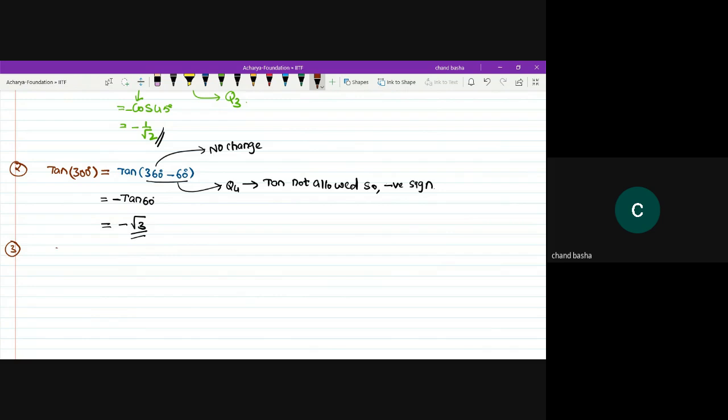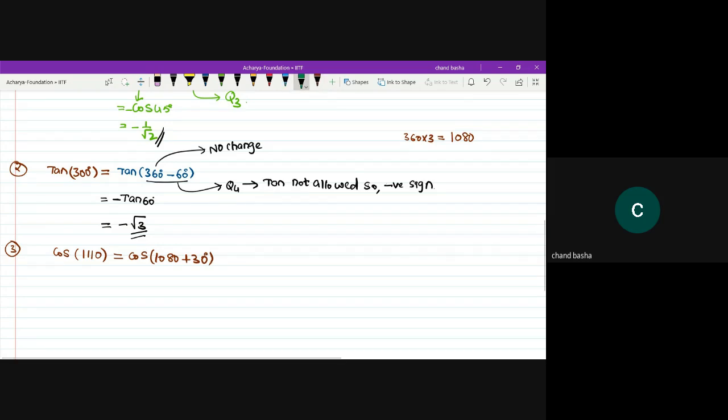Next, cos of 1110. Hopefully I can make use of multiples of 360. 360 into 3, how much is it? 1080. Very good. That means cos of 1080 plus 30. Very good, guys.